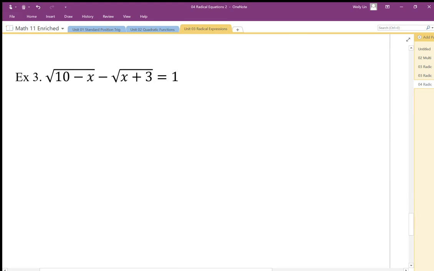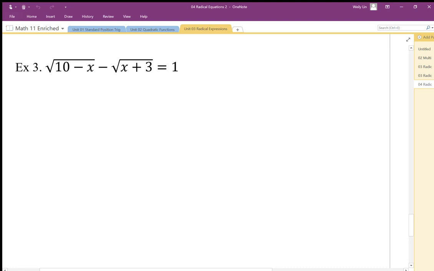When we have this extra term here, it makes this a little bit more complicated. When we isolate the square root, and I can isolate either one, in this case I'm going to isolate 10 minus x, it is equal to square root x plus 3 plus 1. Okay, so we could do our inside restrictions.